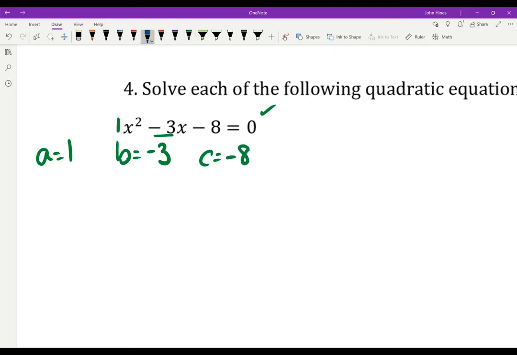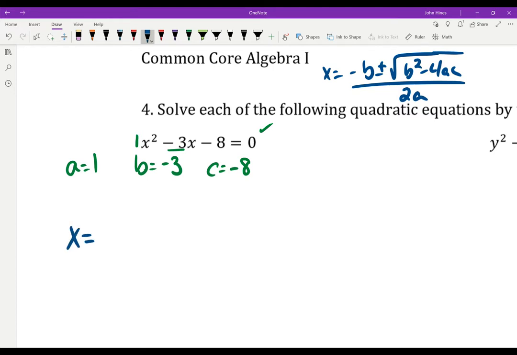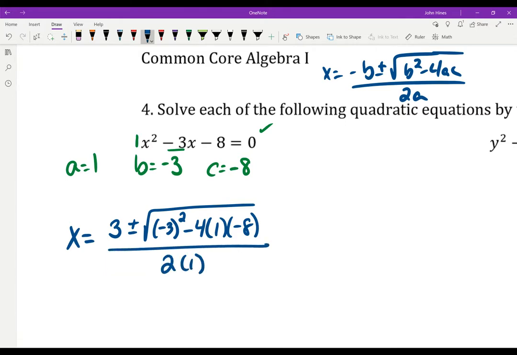So now that I have those three numbers, I just need to plug them into the quadratic formula. So here we go. x equals -b. Well, b's already negative, so two negatives make a positive. It's the opposite of b. x equals -b plus or minus the square root. You need to use parentheses right there. b squared minus 4ac all over 2a.